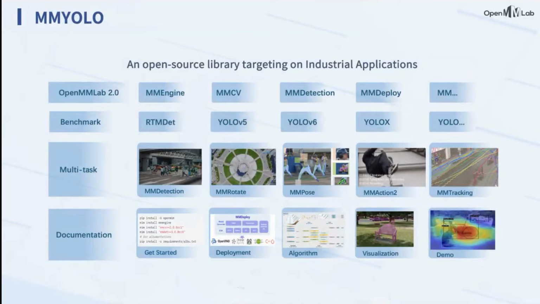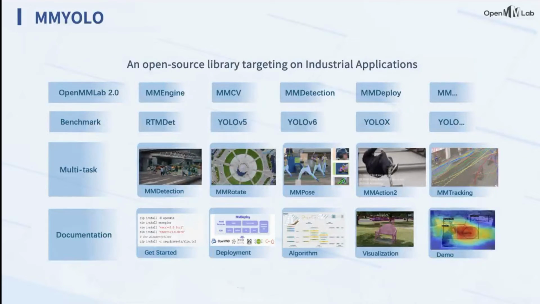Also, I would like to introduce MMYOLO. So basically, it is a new open source library targeting industrial applications, which has faster training speed and more comprehensive documentation for industrial applications than MMDetection. It also supports multitask models based on MMDetection, MMRotate, and MMPose.